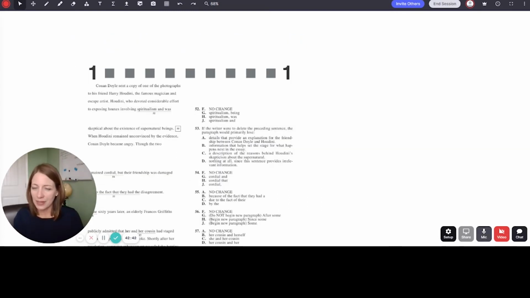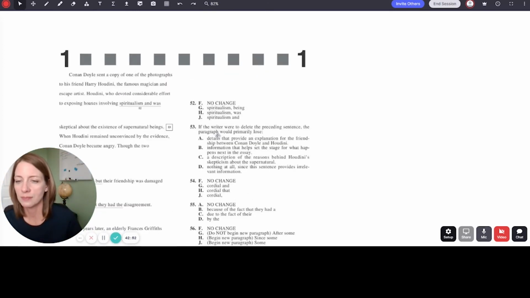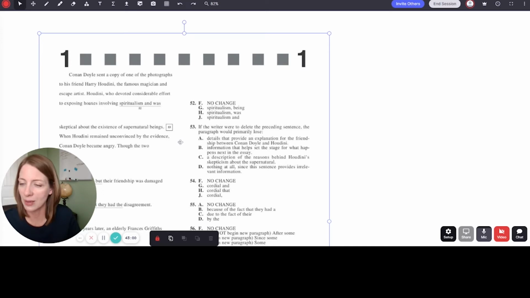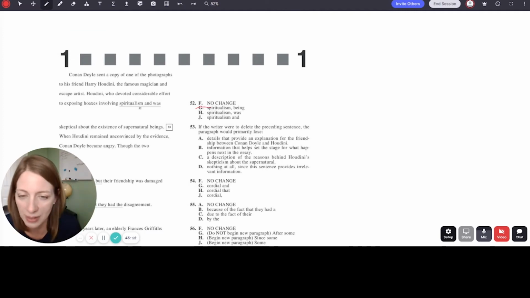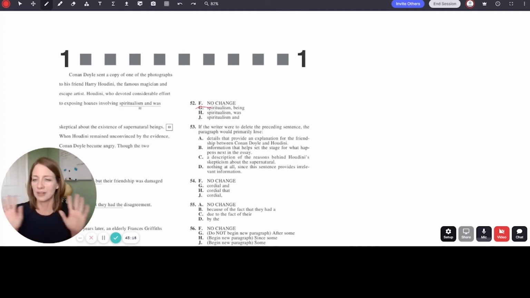CD sent a copy of one of the photographs to his friend, Harry H., the famous magician and escape artist, who devoted considerable effort to exposing hoaxes involving spiritualism and was skeptical about the existence of supernatural beings. Okay. Now I'm thinking that G is not it. When I see "beings," I'm like, no. And because I'm going to start being concerned about time, I'm just going to move a little bit faster. Okay.